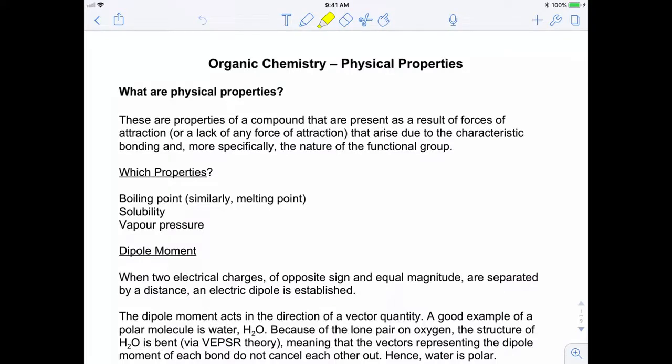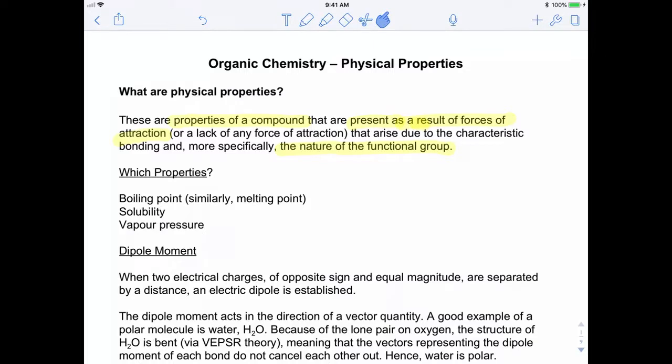In this video, we're going to discuss physical properties and then go over a couple of properties and how they are related to force of attraction, but that'll be in the next short video. So the first thing you recognize is physical property is a result of a force of attraction, and this force of attraction is due to the functional group, the nature of the functional group.